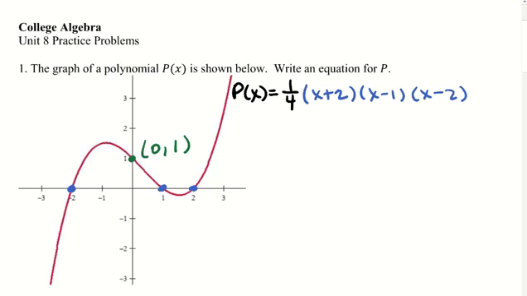Okay, that's the type of thing that you might have to do on a test. You're identifying the zeros, so you know what the factors are supposed to be, but there could be a number in front. How do I choose which number in front to use? Well, it's going to be whichever one fits the y-intercept.